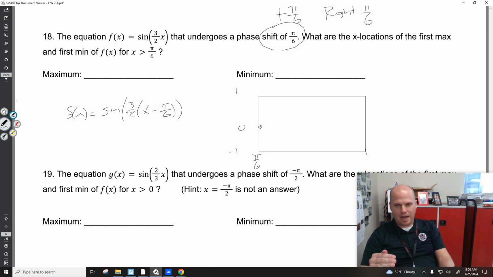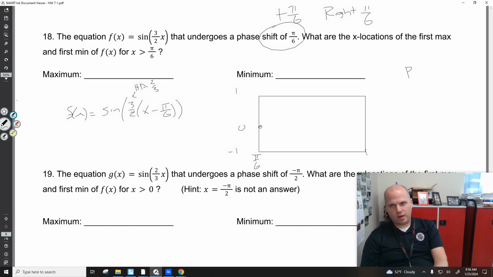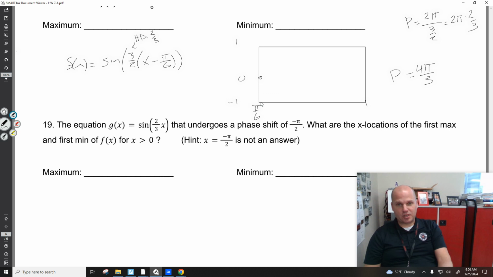Now, 2 pi will be multiplied by 2/3. That will get my new period, because my horizontal dilation is going to be not times 3/2, but times 2/3. Or my period is 2 pi divided by b. That's 2 pi times 2/3. So that's 4 pi over 3. Okay, that's tricky. That means I'm going to start at pi over 6, and then I will add 4 pi over 3 to get where we were.